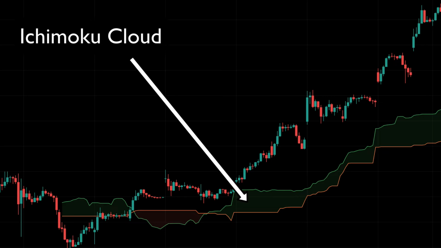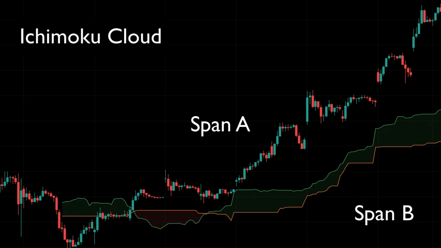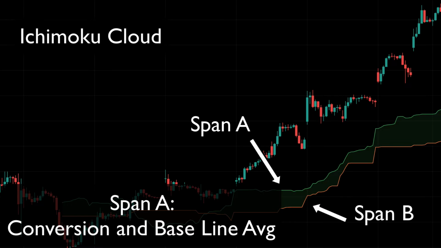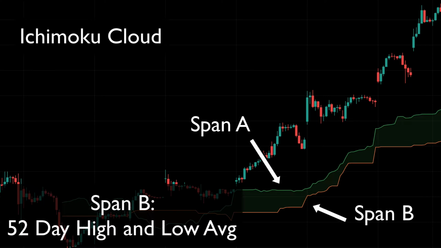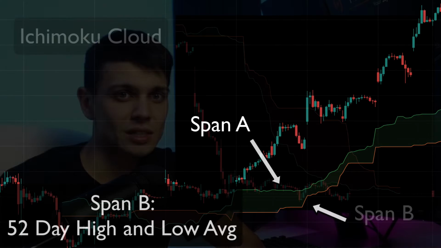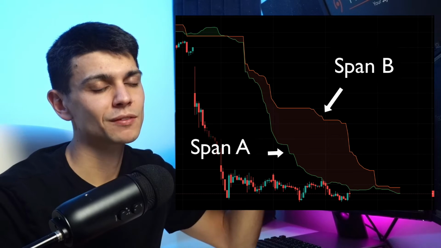Lastly, the most popular part is the cloud. There are 2 lines that make up the cloud. These 2 lines are called spans. We will call it span A and span B. Span A is the conversion line plus the baseline divided by 2. In an uptrending market, span A should be above span B, which is the 52-day high plus the 52-day low divided by 2. In a downtrend market, span B should be on top of span A.